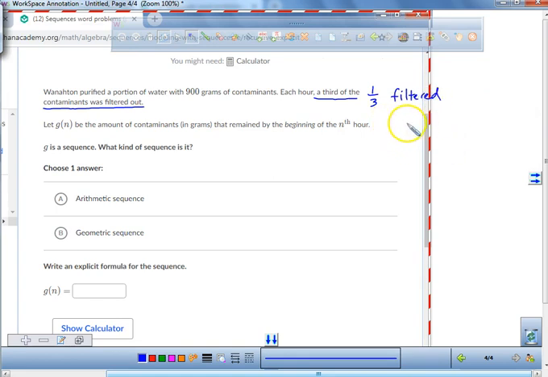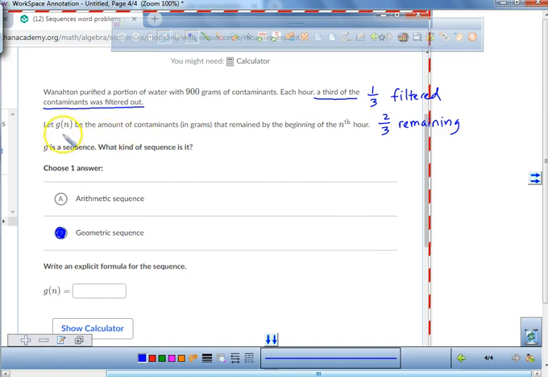1/3 is filtered, how much is remaining? If there's contaminants, how much is going to be remaining? 2/3. That's going to be important in this problem, okay? This number, things are being multiplied this time. So this is definitely going to be a geometric sequence in this problem. Okay?